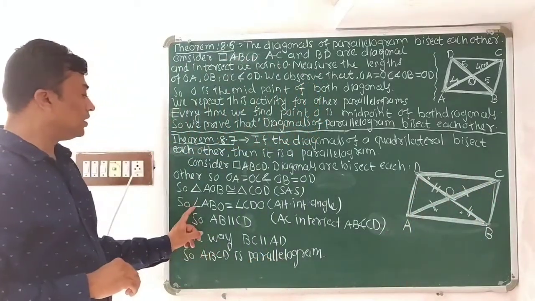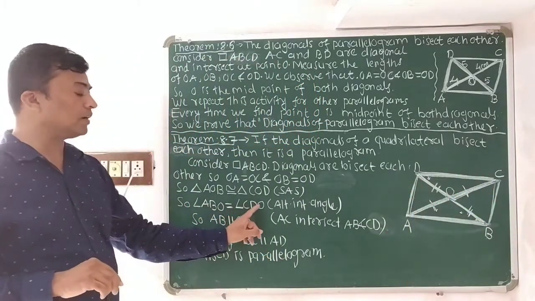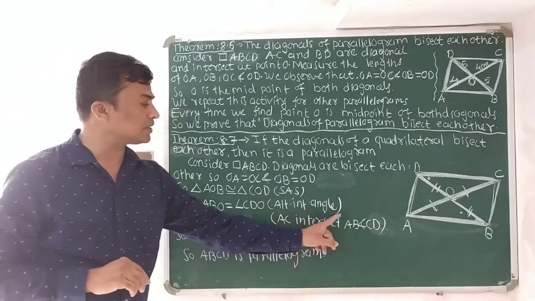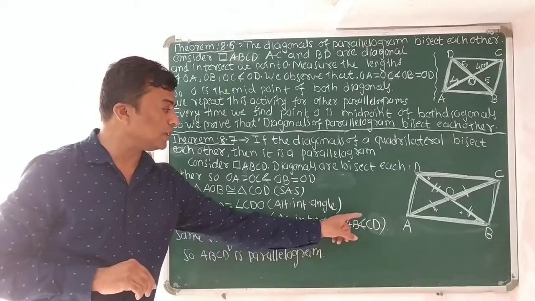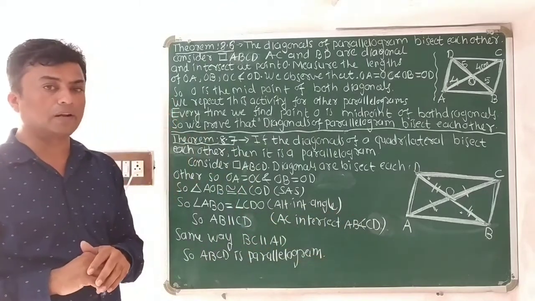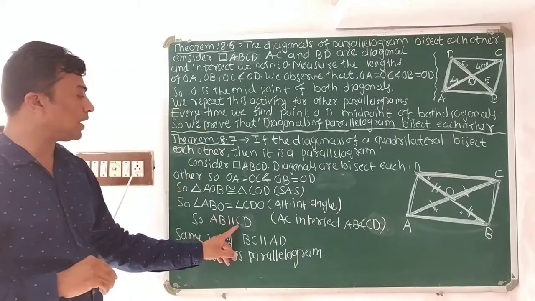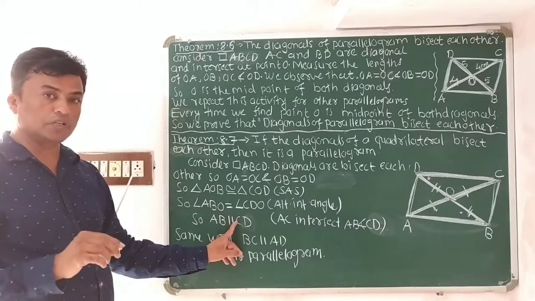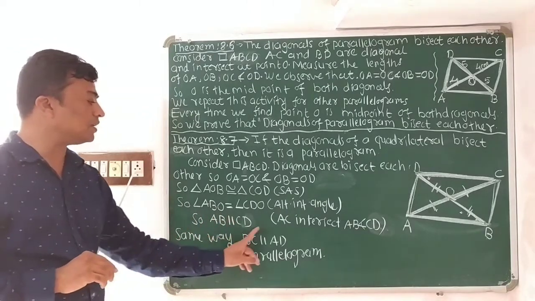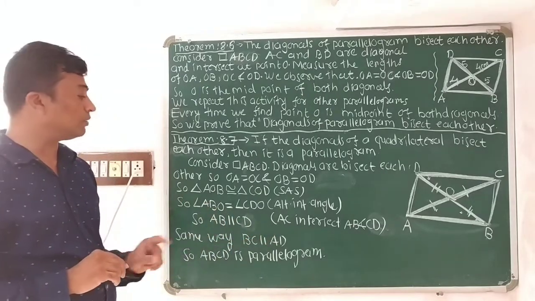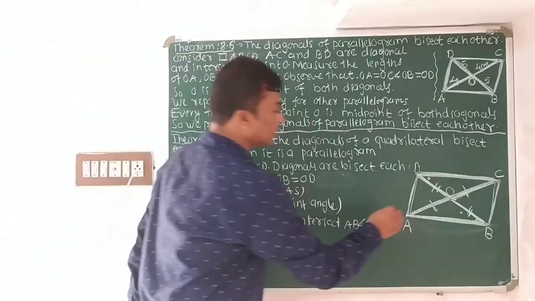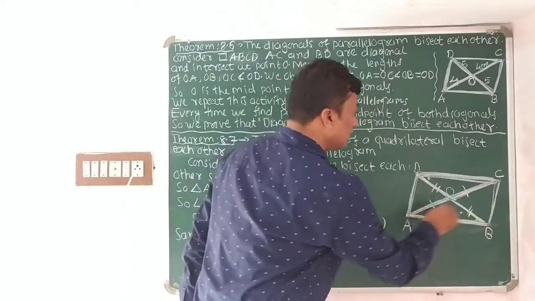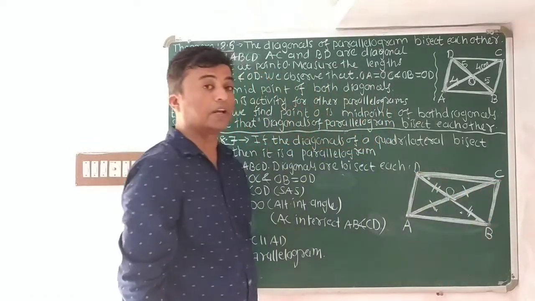See children, here angle ABO is equal to angle CDO. Both are alternate interior angles, and the transversal intersects AB and CD. So AB and CD are parallel to each other. So AB is parallel to CD, we proved. In the same way, BC parallel to AD we can also prove. So AB is parallel to CD, and in the same way AD is parallel to BC we can also prove.